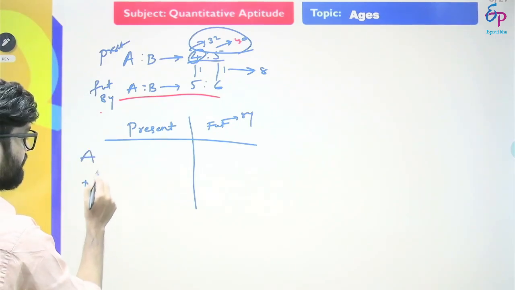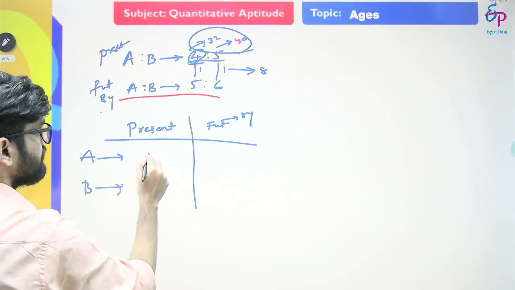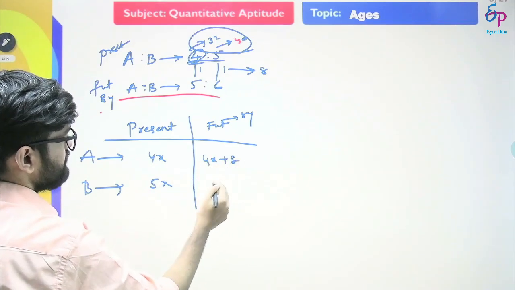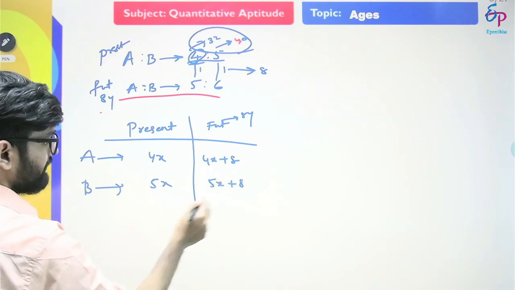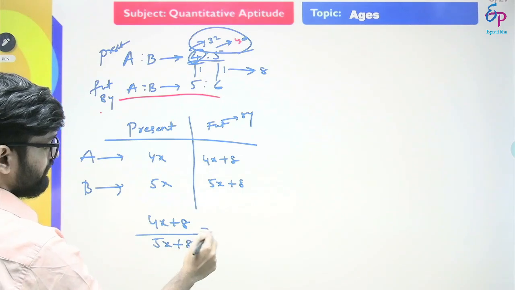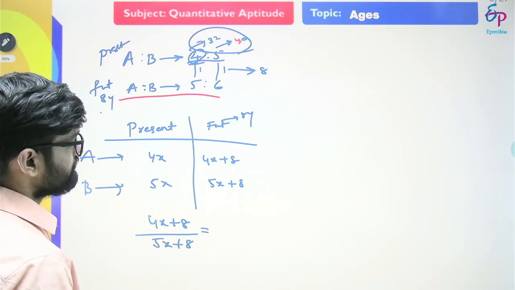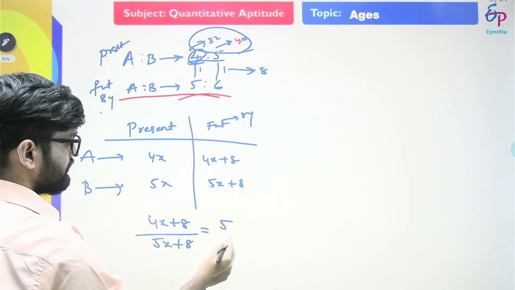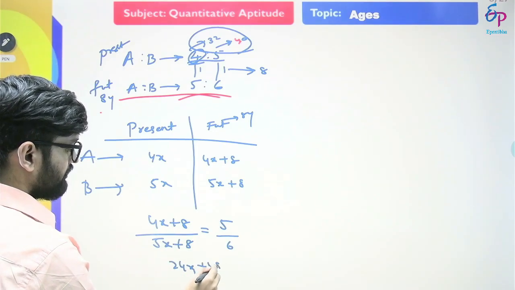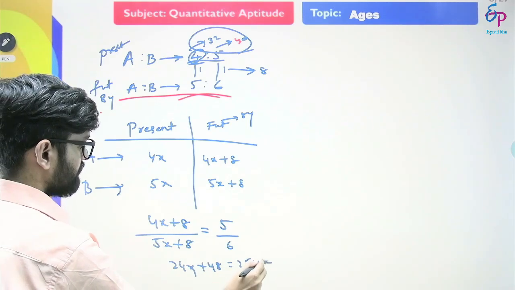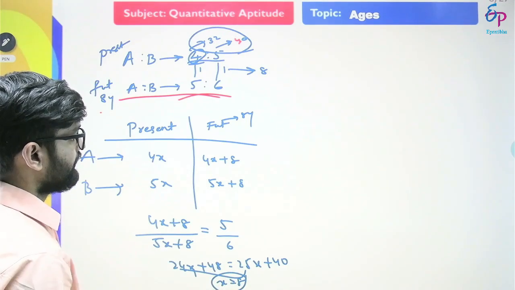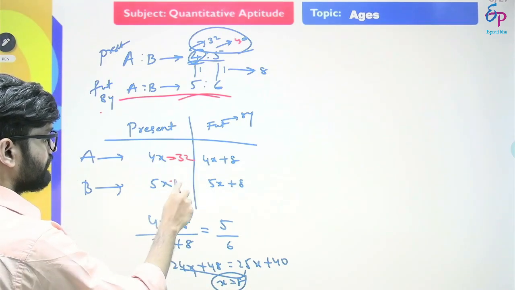If you are talking about A, the present age of A is 4x and B is 5x. After 8 years, this is 4x plus 8 and this is 5x plus 8. The ratio means fraction. (4x plus 8) by (5x plus 8) is equal to how much? What is the future ratio? This is 5 by 6. So 24x plus 48 is equal to 25x plus 40. X is equal to 8. X is equal to 8 means this is 32 and this is 40.